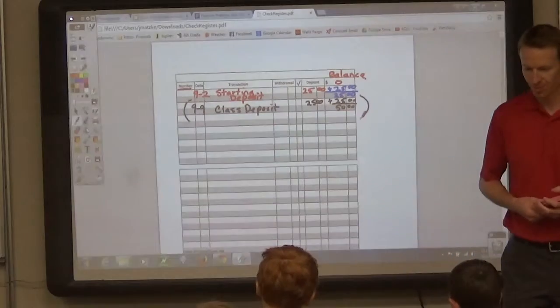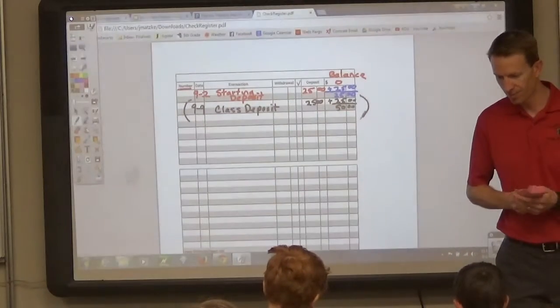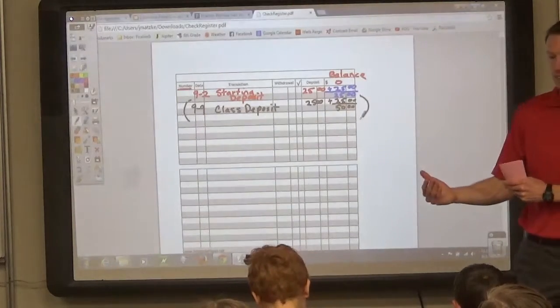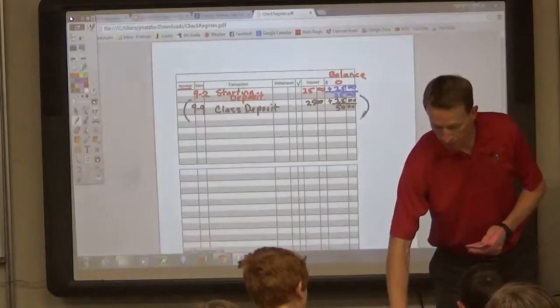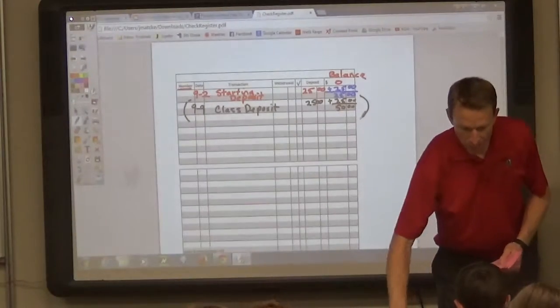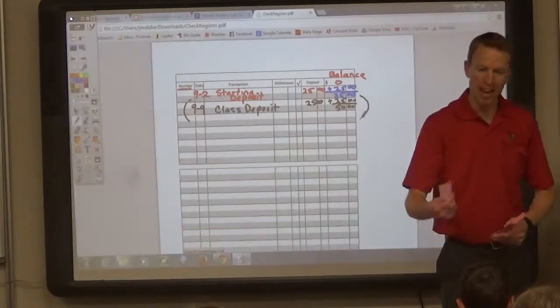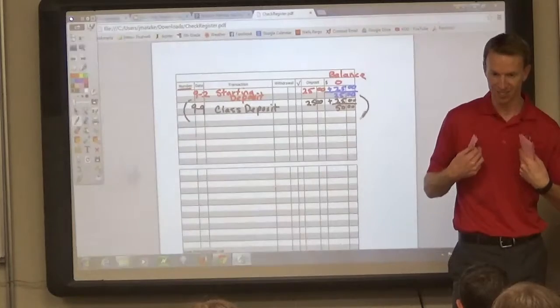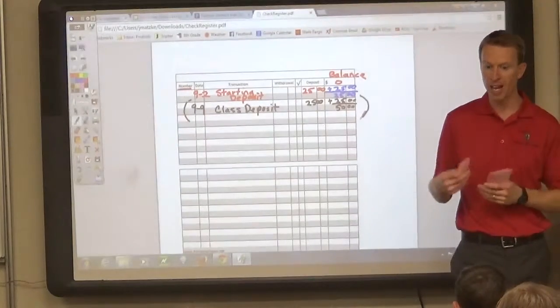Carson. A deposit slip, he asked what's the difference between a deposit slip and a check? The deposit slip is the amount of money going into your account. The check is the amount of money coming out of your account to the bank, or to me, or to whoever you're paying.